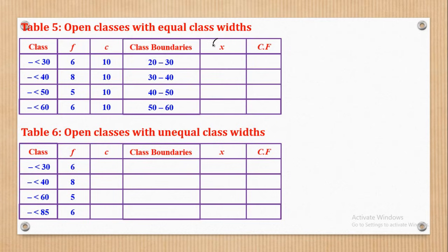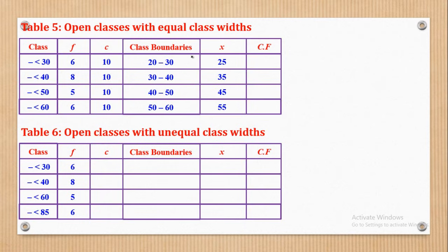The next is the class mark. Since the class limits only have one part, they don't have the other part, so we shall use the class boundaries to get the class mark. So this plus this gives you that, this plus this gives you this, this plus this gives you that, this plus this gives you that.